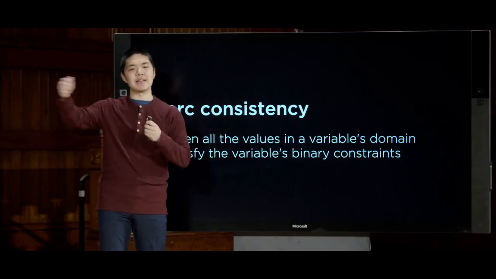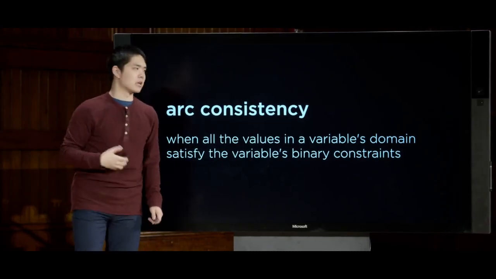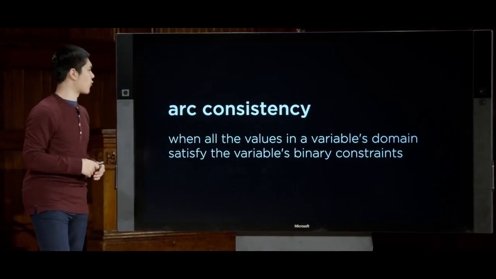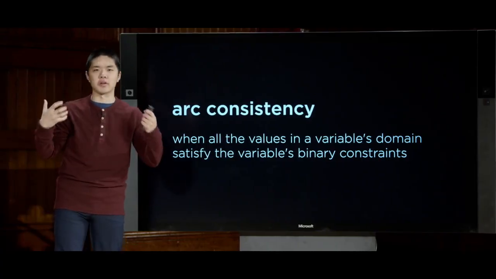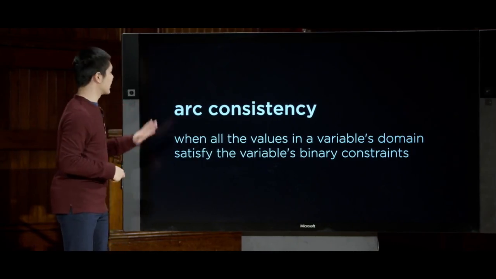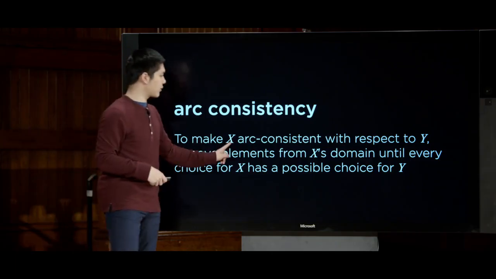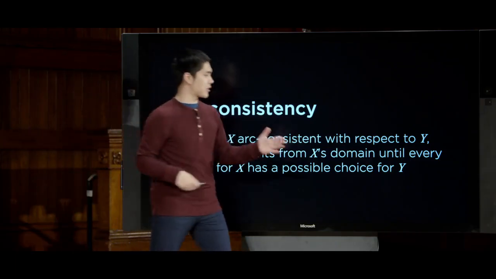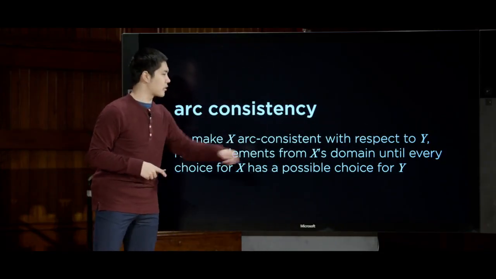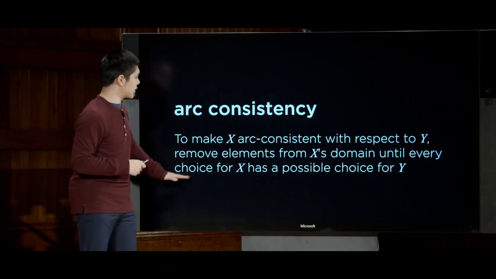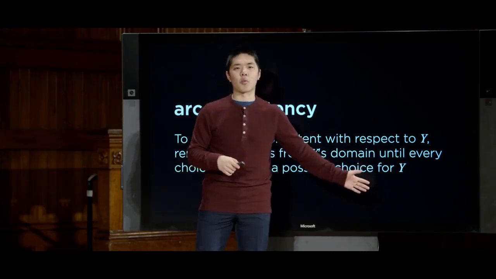So any edge that connects A to another variable inside of that constraint graph that we were taking a look at before. Put a little bit more formally, arc consistency, and an arc really is just another word for an edge that connects two of these nodes inside of our constraint graph. We can define arc consistency a little more precisely like this. In order to make some variable x arc consistent with respect to some other variable y, we need to remove any element from x's domain to make sure that every choice for x, every choice in x's domain, has a possible choice for y.